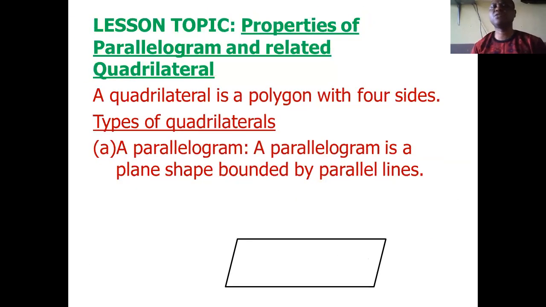The first thing we'll be looking at is the quadrilateral. The term quadrilateral means a four-sided shape, just like you can see on the screen. A quadrilateral is a polygon with four sides, so any polygon with four sides is a quadrilateral. Can you give me some examples of quadrilaterals? Of course, a parallelogram is a quadrilateral, a rectangle is a quadrilateral, a square is a quadrilateral, a kite is a quadrilateral, a rhombus is a quadrilateral.